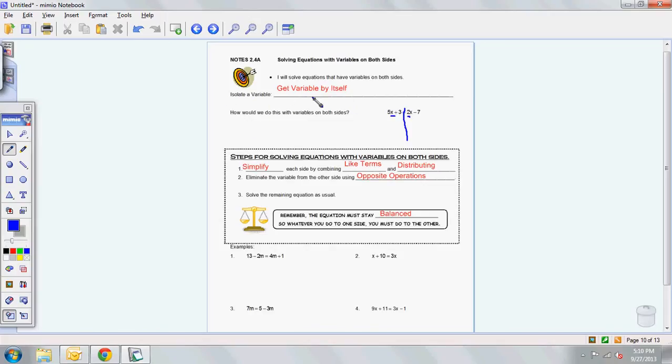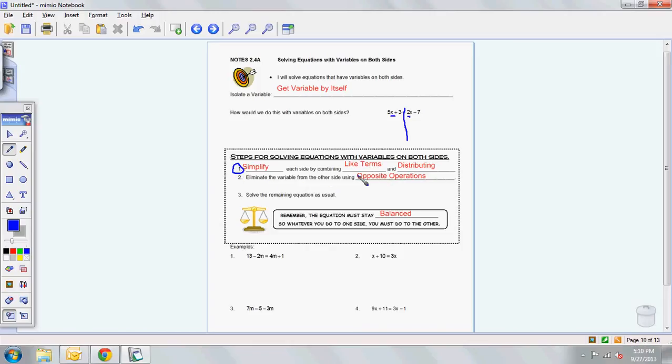Everything that's in red here means you have to fill that in. So as I talk through it, make sure you get that in your note packet. So we're going to get the variable all by itself on one side of the equation. We're not going to have to do number 1 today, so go ahead and circle that. That's going to come tomorrow.